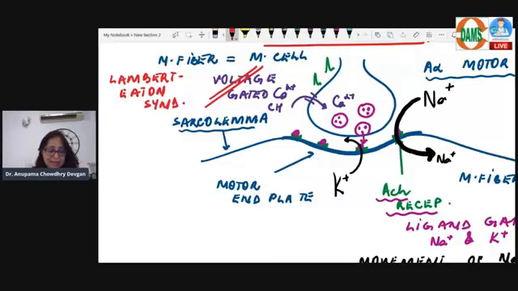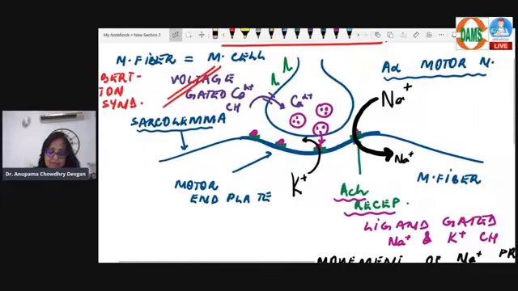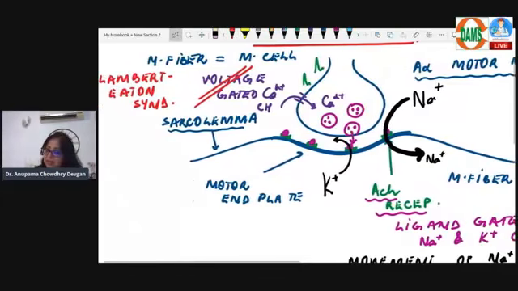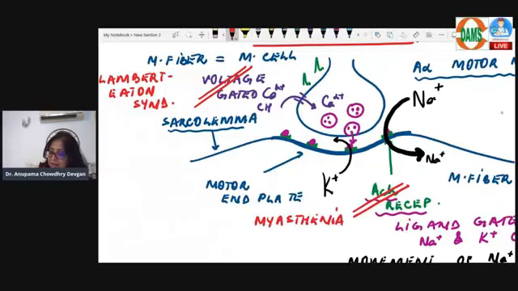Disease of the presynaptic membrane where antibodies are against the voltage-gated calcium channels: Lambert-Eaton syndrome. A disease of the postsynaptic membrane where antibodies are against the acetylcholine receptors: that is myasthenia gravis. So this is transmission across the neuromuscular junction.